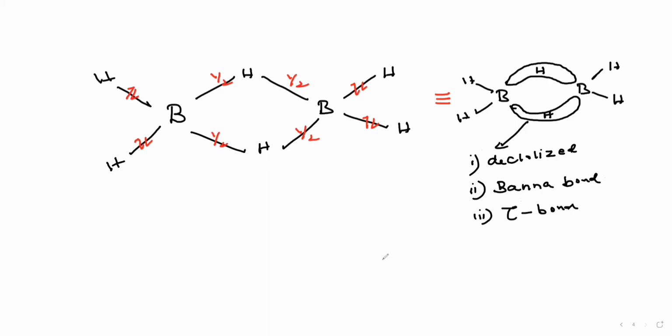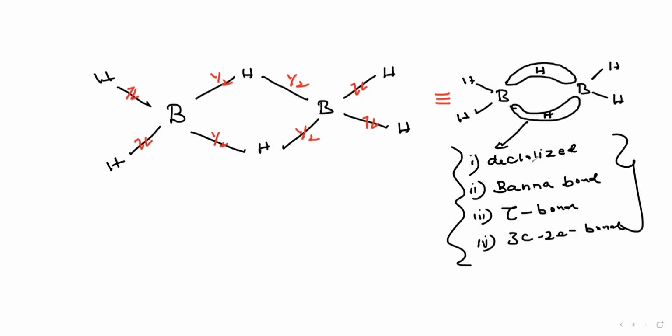This is a delocalized bond and also a banana bond. Also, what is the other name you know? The common name, that is the 3 center 2 electron bond. We can call it by 3 names. One is delocalized bond, the property is delocalization. Then banana bond because of the banana shape. Banana bond and tau bond are also the 3 center 2 electron bond.